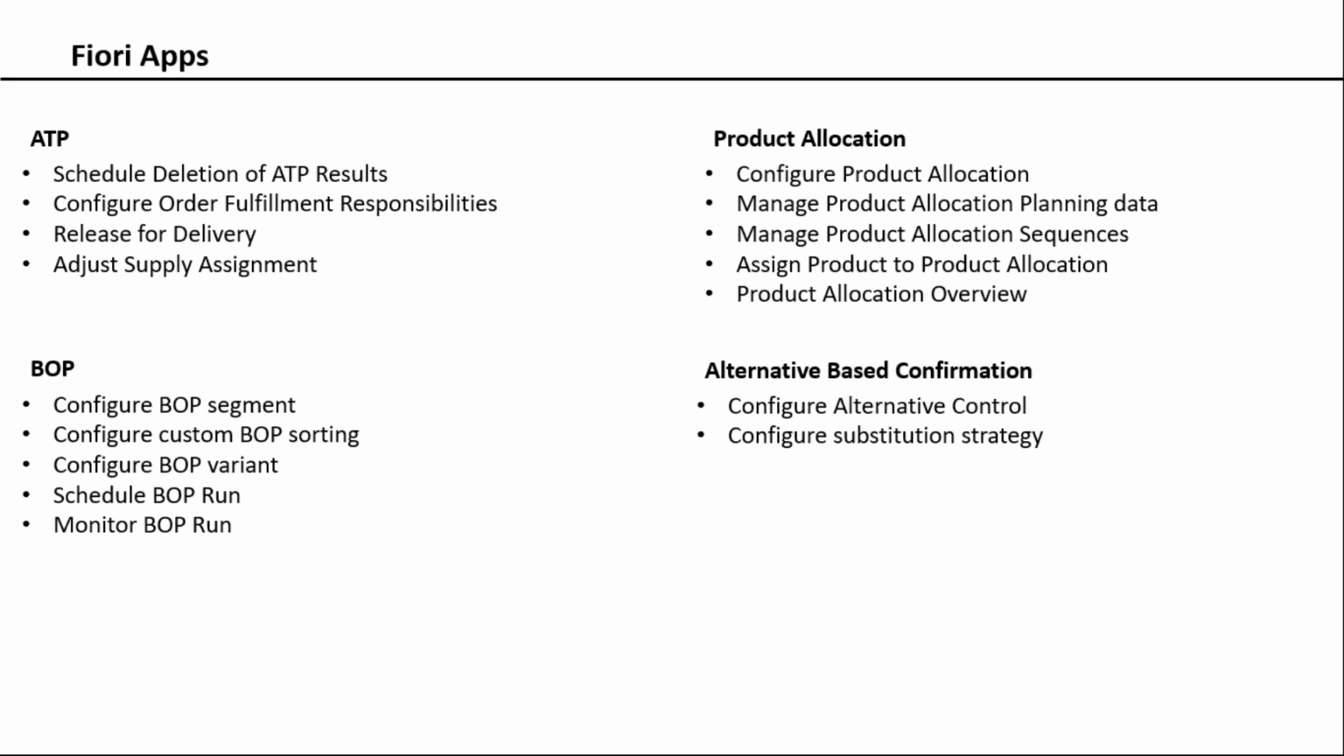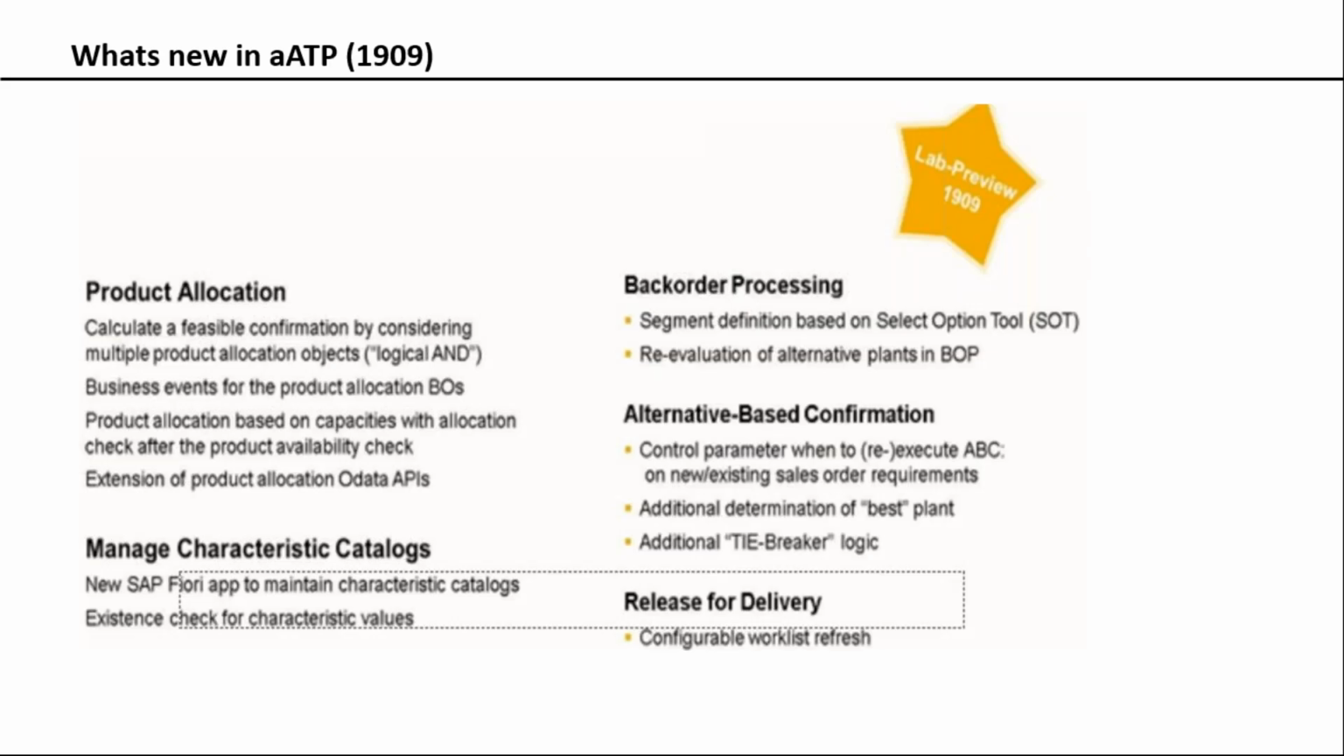For alternative-based confirmations, as of 1809 there are only two Fiori apps to maintain alternative control and substitution strategies. Alternative control is a kind of condition record, similar to where we maintain condition records in rule-based ATP in APO. These are the new innovations in 1909: product allocations, manage back-order processing, alternative-based confirmations, and release for delivery.